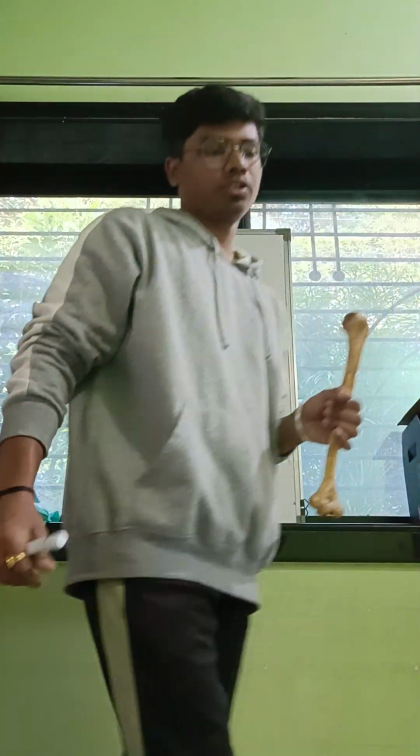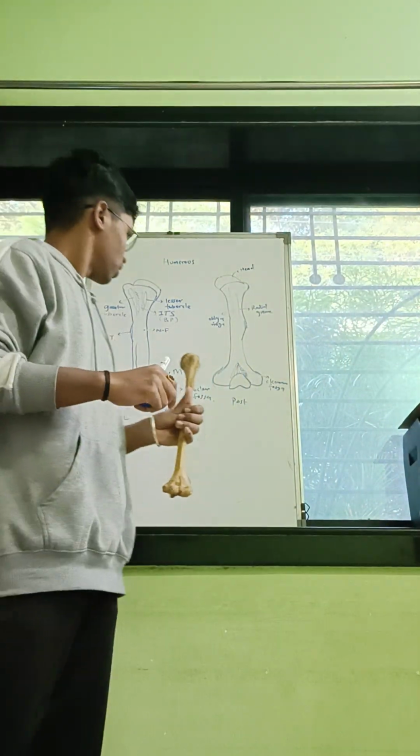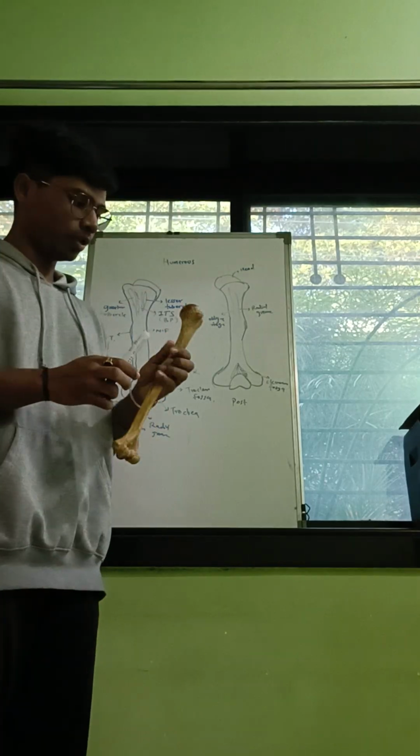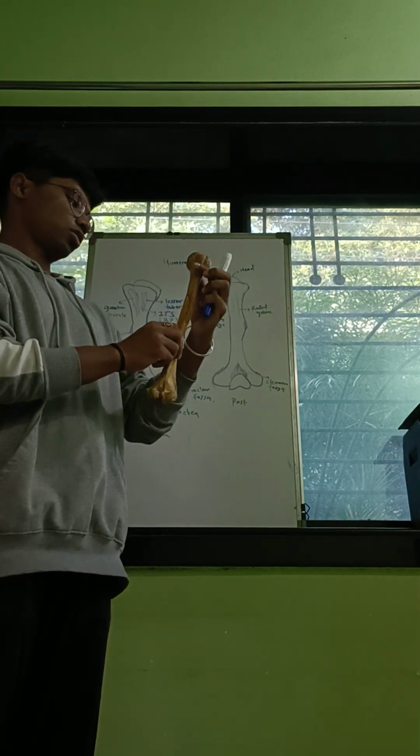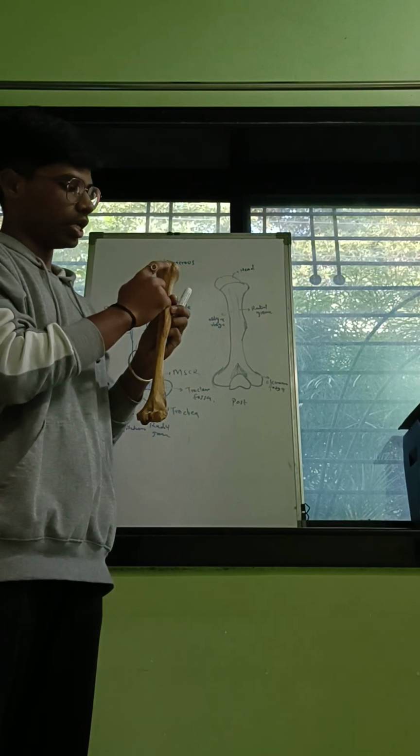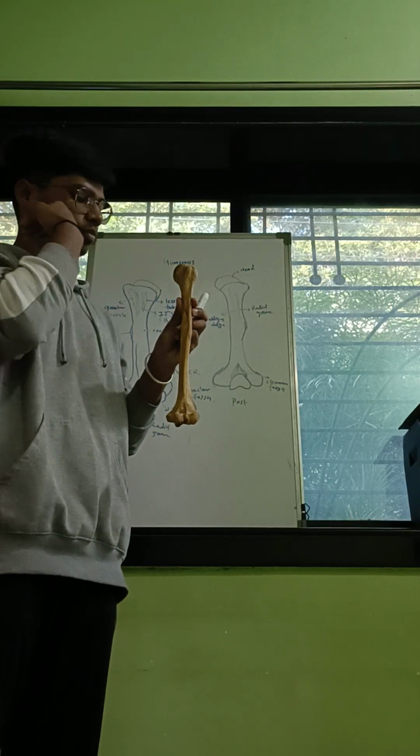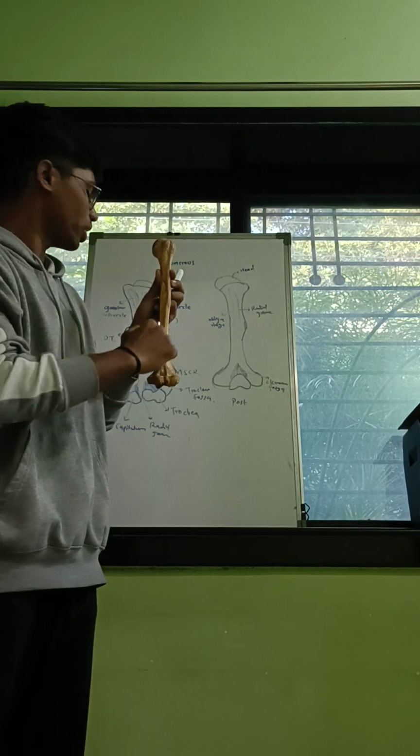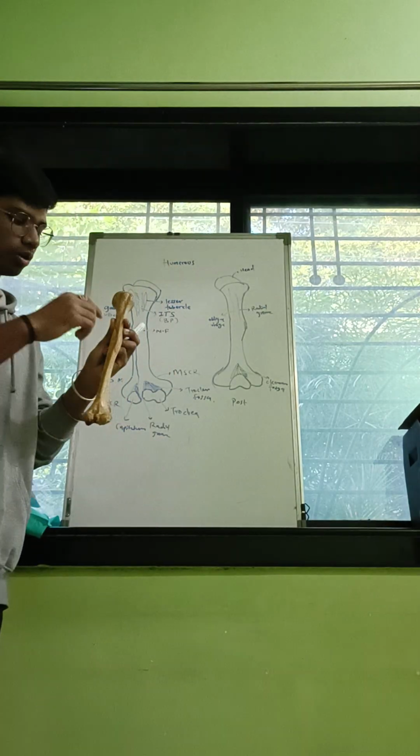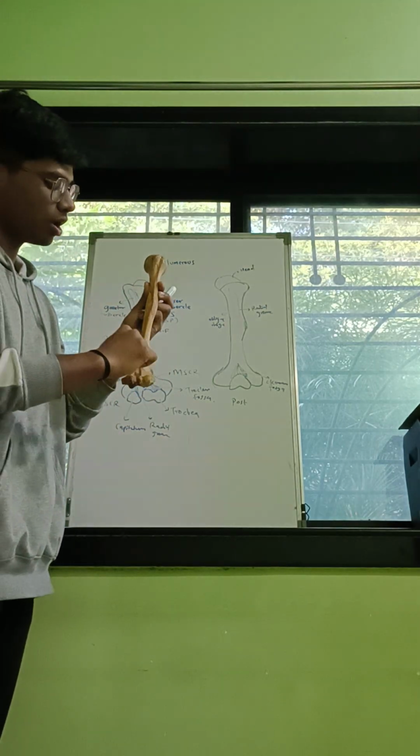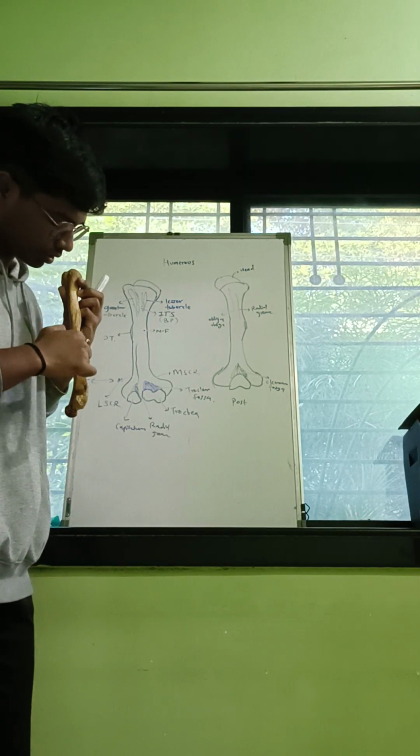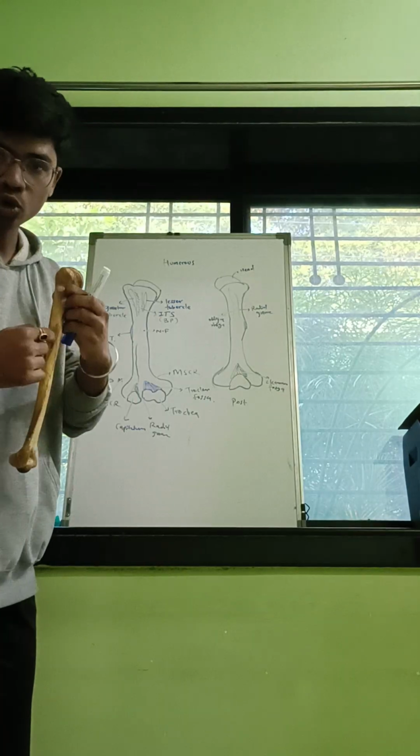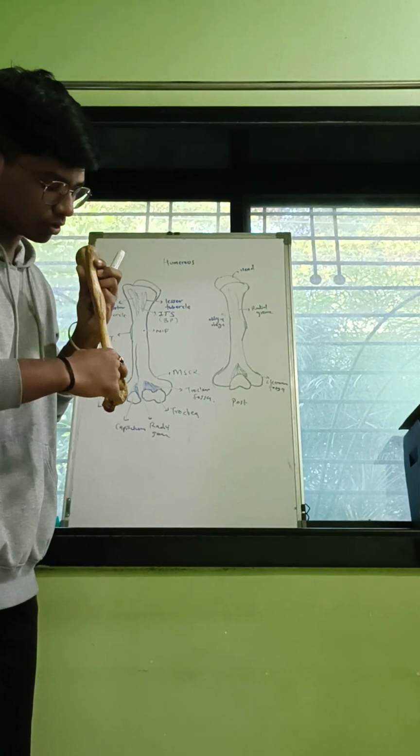Talking about its surfaces, the humerus has three surfaces and three borders. What are its borders? This is the lesser tubercle and the head should face medially. So this surface is called the anterior surface. This border is called the anterior border. And this surface, which shows the deltoid tuberosity here, is called the lateral border.